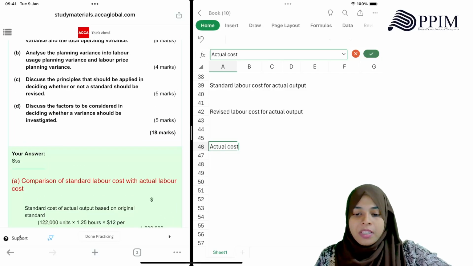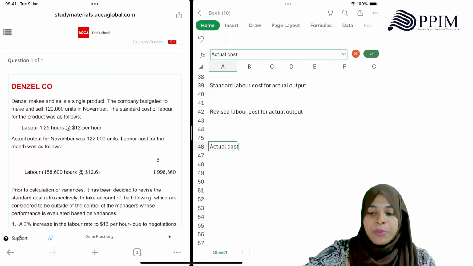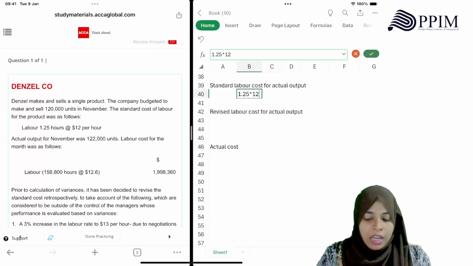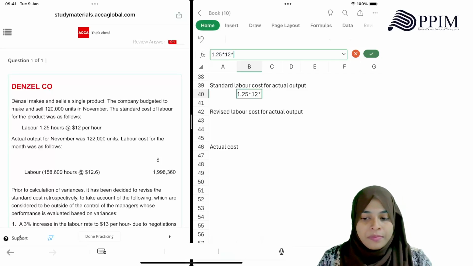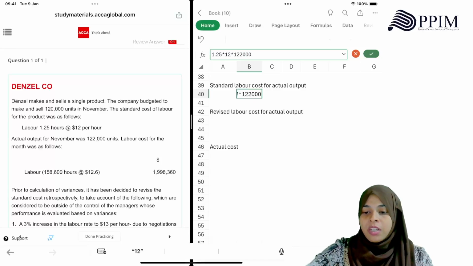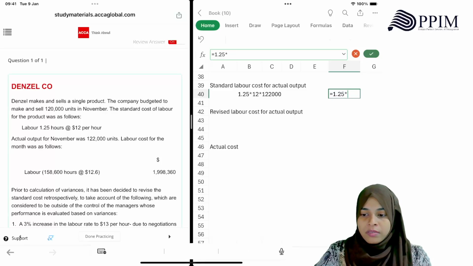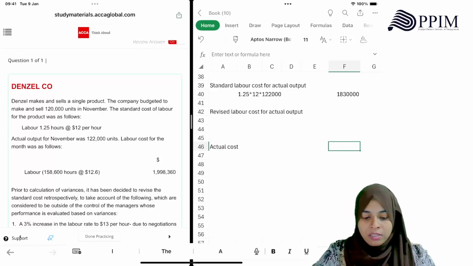Okay, first, what's the standard labor cost for actual output? According to standard, what was the labor cost? The standard cost of labor for the product was 1.25 hours per unit into 12 per hour, that is your standard labor cost for 1 unit. Actually, how many units did you make? The actual output for November was 122,000 units. So what is your standard cost for actual output? $1,083,830,000, right? What was your actual cost?